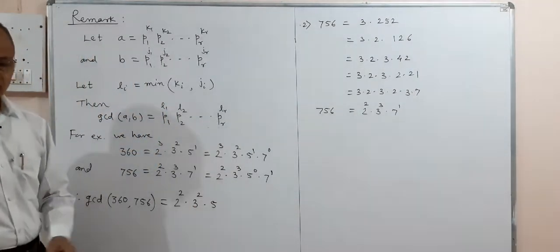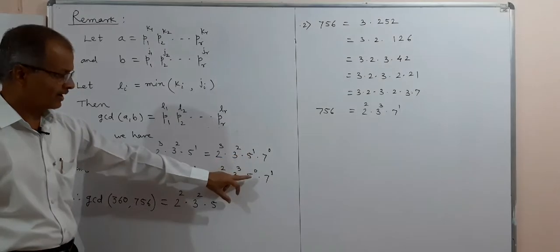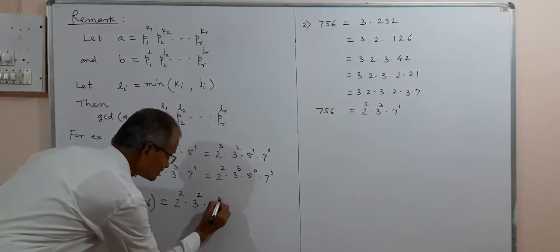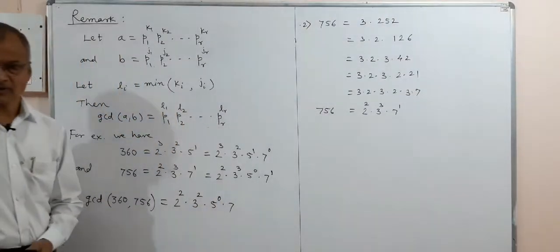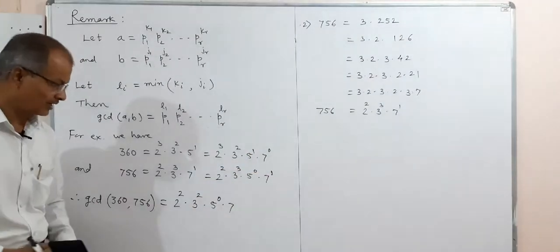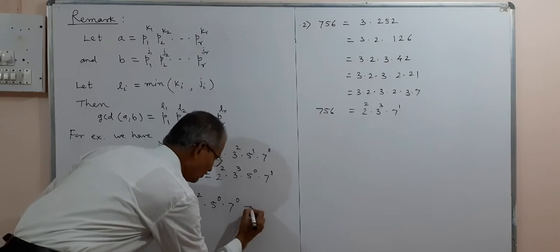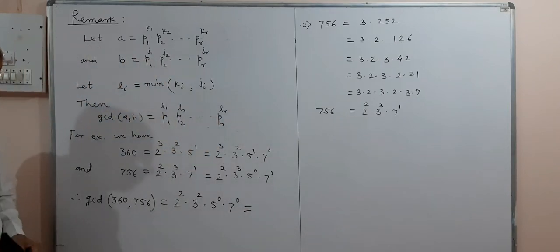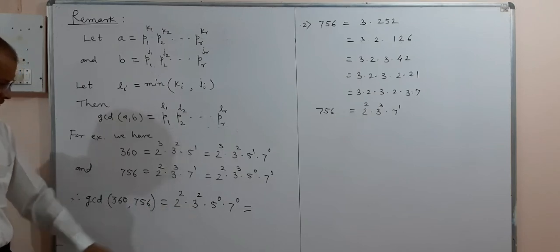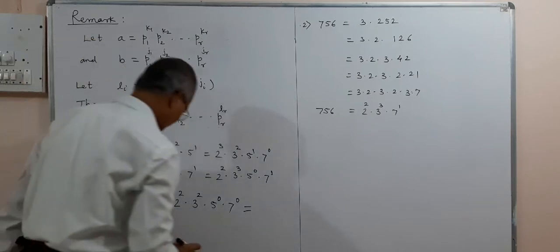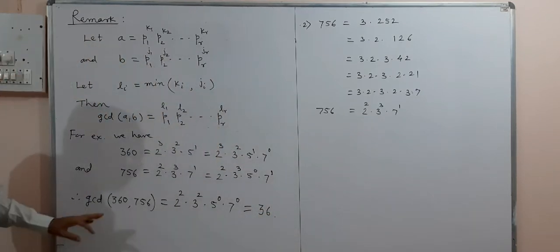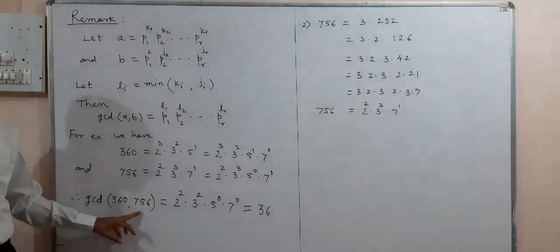5, and see the power, or exponent, of 5: the minimum of 1 and 0, which is 0. And 7 to the power, again you see the exponent of 7, 0 and 1, the minimum of 0 and 1 is again 0. Now we can write this is equal to 4 into 9, 36. So this is the GCD of 360 and 756.